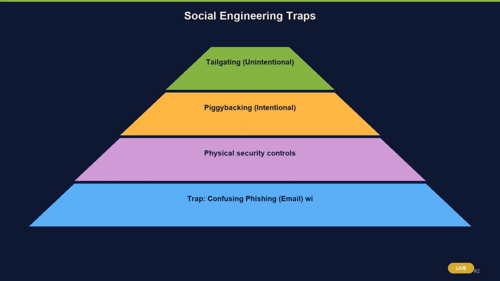Right, quick note. Consider a person walking into an office building holding two large boxes of pizza. He'd probably hold the door open for them, right? That's tailgating, and it's the most common physical security hole. The mistake on the exam is confusing tailgating with piggybacking.